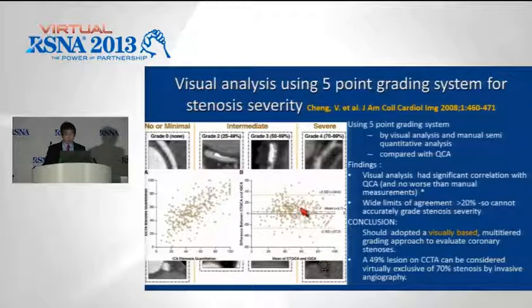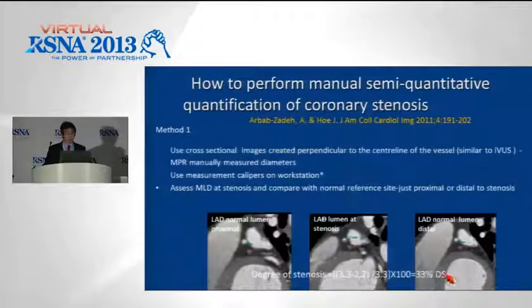But they also found there are wide limits of agreement of more than 20%, so you basically cannot accurately grade stenosis severity. So their conclusion was that you should adopt a visually based, multi-tiered grading approach to evaluate coronary stenosis because it's pretty similar to manual measurements. At the same time, they concluded from their study that a 49% lesion on coronary CTA can be considered virtually exclusive of a 70% stenosis at cath.